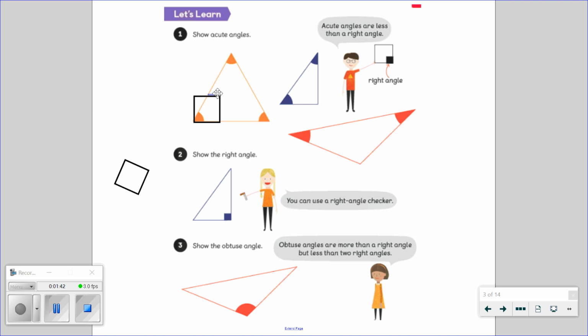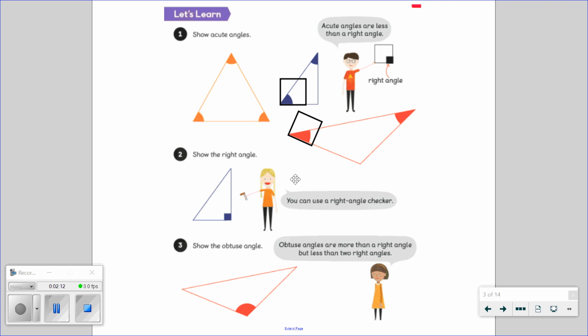Let's try this one. And again, I can see that this angle is smaller. It doesn't go all the way up to a right angle. And this triangle has been tilted. If I take this rotated square and put it over, I can see that the angle is acute or smaller than a right angle.